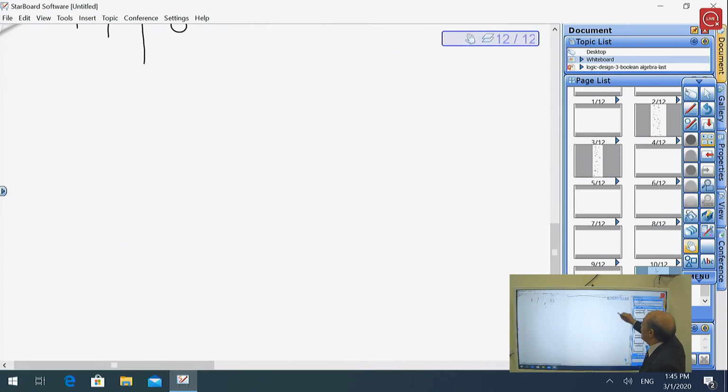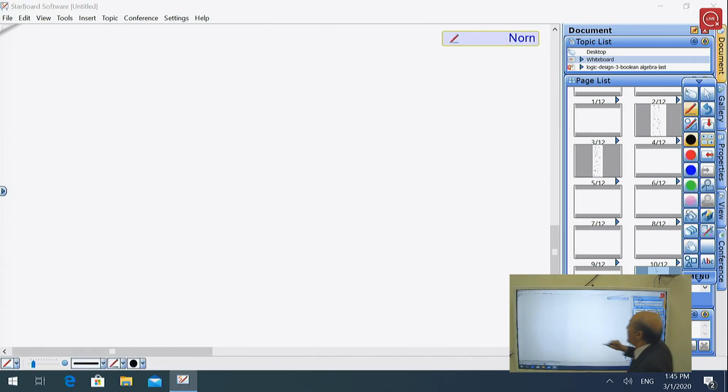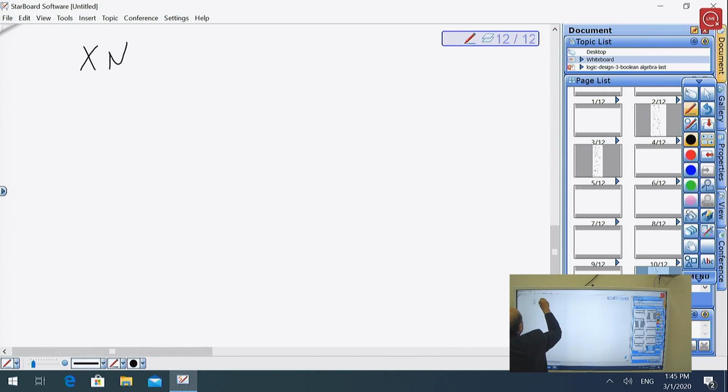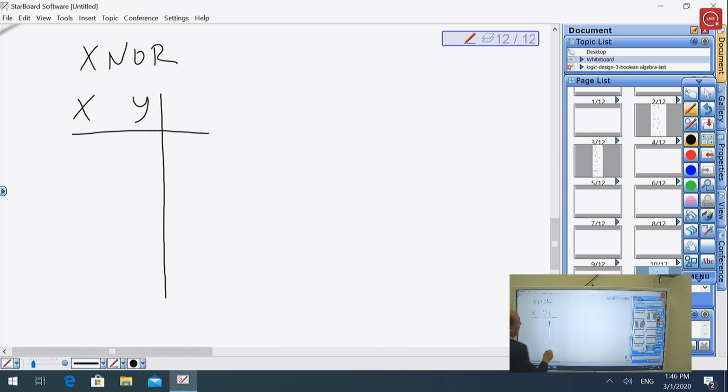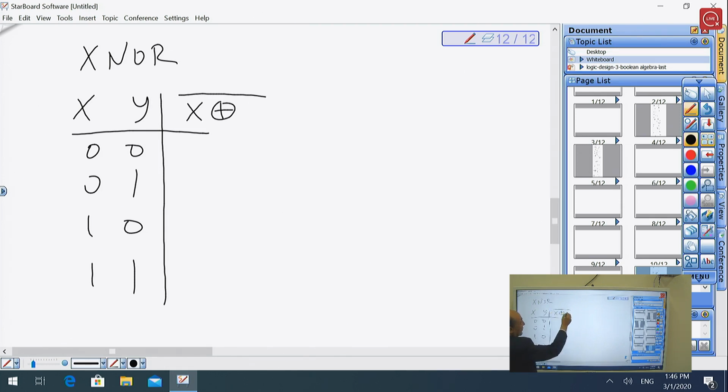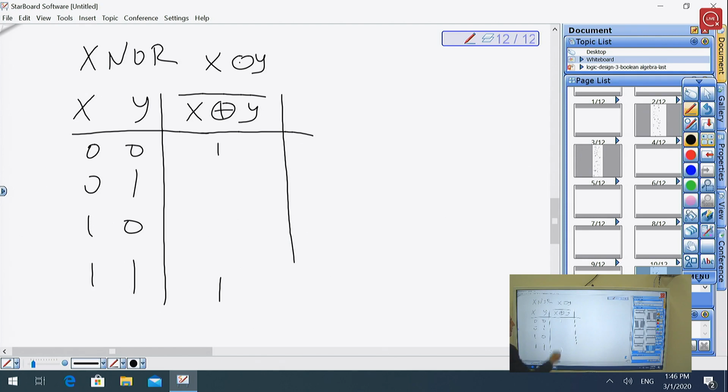Next, the complement of this function is the XNOR. By definition, the XNOR, I will write it as the complement, but there is another symbol used, X equivalence Y, like that. X exclusive NOR Y is equals to 1 if the variables are the same, and equals to 0 otherwise.